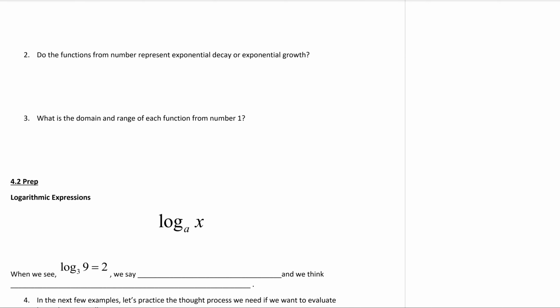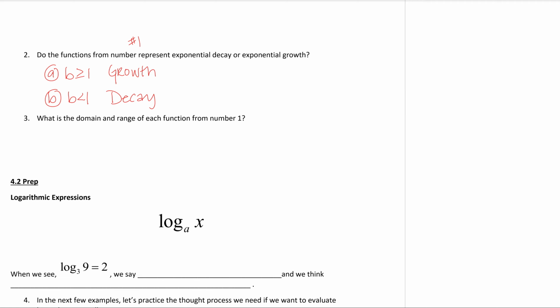It says, do the functions from number 1 represent exponential decay or exponential growth? Well, A, obviously, right? The B was greater than 1 or greater than or equal to 1, so it was growth. For B, it was a fraction, right? So B was less than 1, so we know that it represents exponential decay.